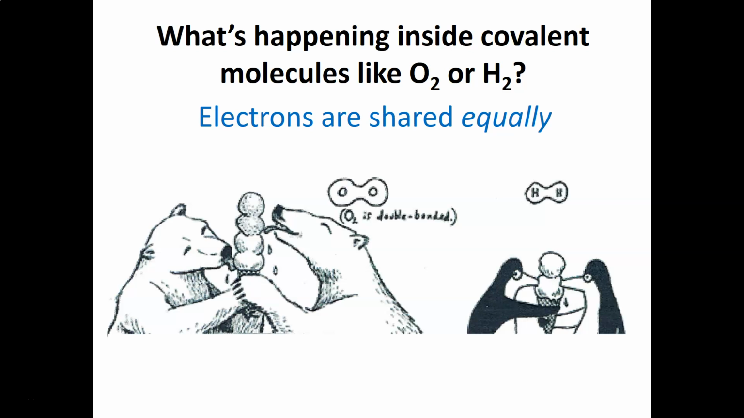Neither atom is hogging the electrons more often than the other. So you can see in the picture, the polar bears are sharing that ice cream cone nice and evenly. Same with the penguins. Hydrogen is not as electronegative, so the penguin is smaller and not as strong, right? So hydrogen, not as electronegative. But you can see because it's two hydrogens, they're still sharing that ice cream cone equally. The electrons would be nice and uniformly distributed.